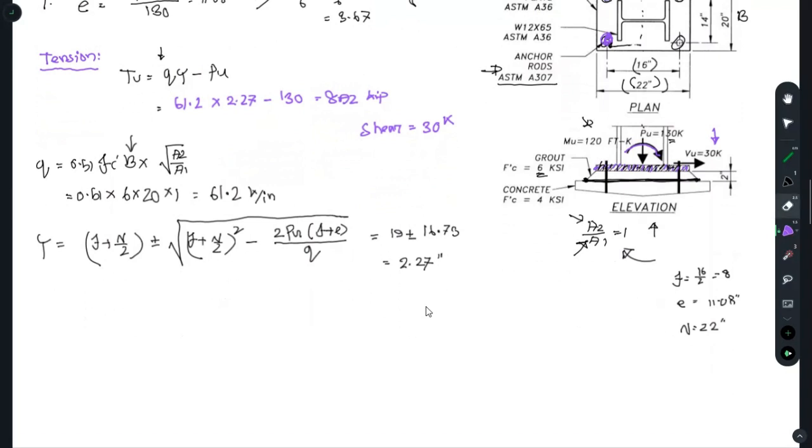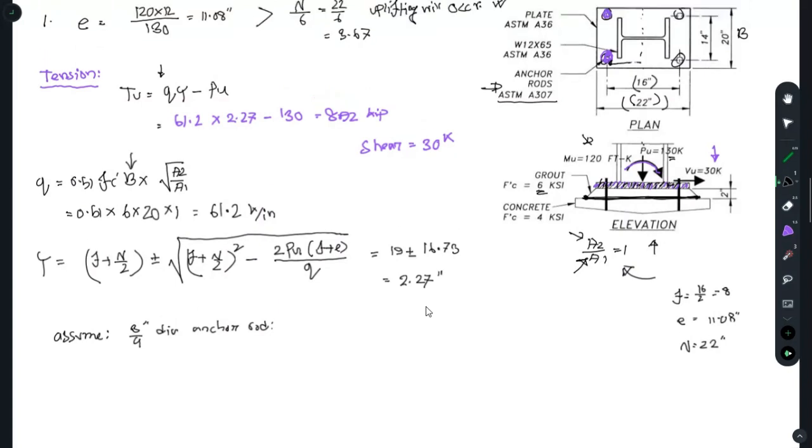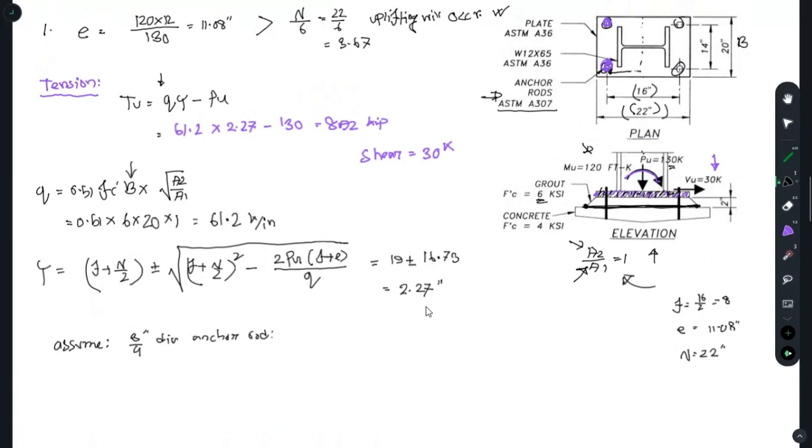Let's assume that we are using 3 by 4-inch dia anchor rod. For that, what would be the shear capacity? You need a shear of 30 K for how many anchor rods? 4 anchor rods. So each anchor rod will get a shear of VU, which would be 30 divided by 4. So that would be 7.5 K. So each anchor rod will withstand a shear of 7.5 K.